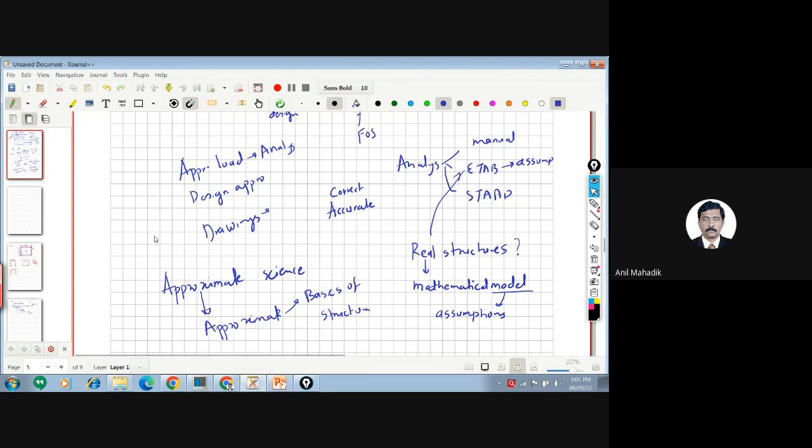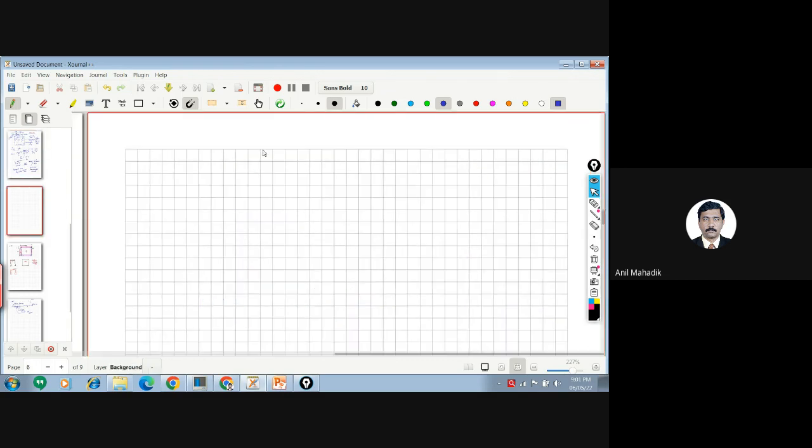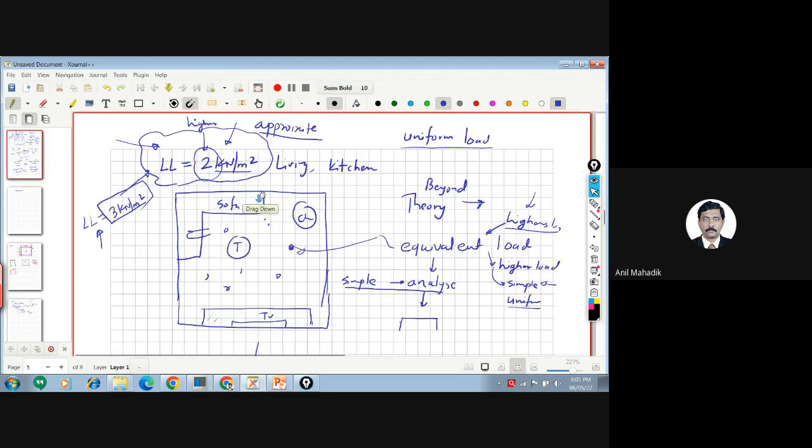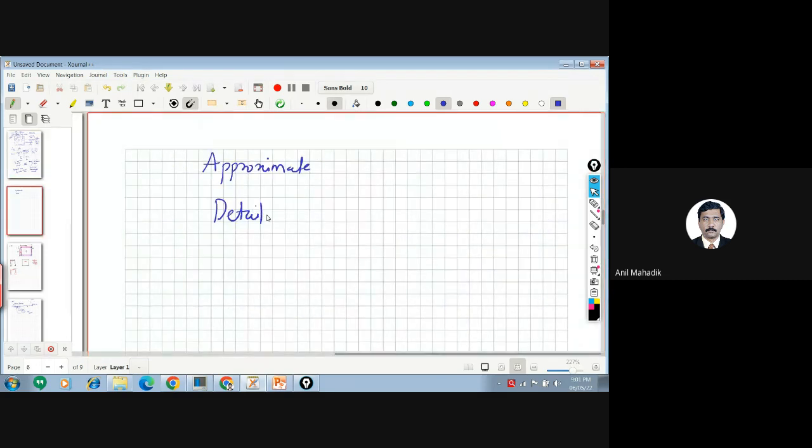Now, why learn approximate? Why not learn detailed? It is a big question, isn't it? Somebody may ask me, why learn approximate, why not detailed? Anybody answer me this question? Why not detailed? Because all the problems are not unique. Yes, that is one good answer. All problems are not unique is one answer. Non-uniqueness, let's say.